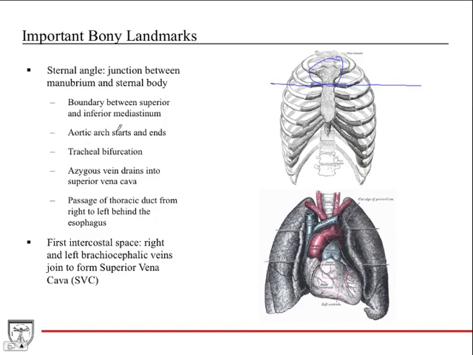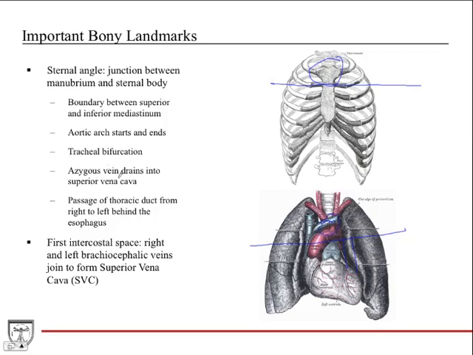This is where the aortic arch starts and ends. So you can see the aortic arch here. This would be about the level of the sternal angle. Here the arch begins. The root is below the sternal angle, but the arch begins here, and then it becomes the descending aorta back here. It's also where the trachea bifurcates. You can see that down in this region here, where it splits off into the 2 main bronchi.